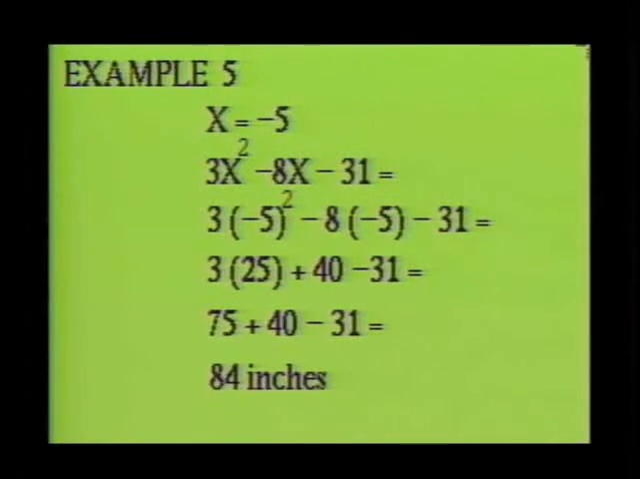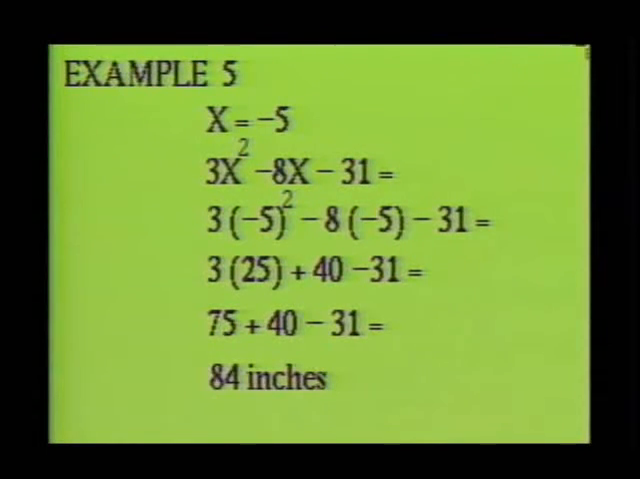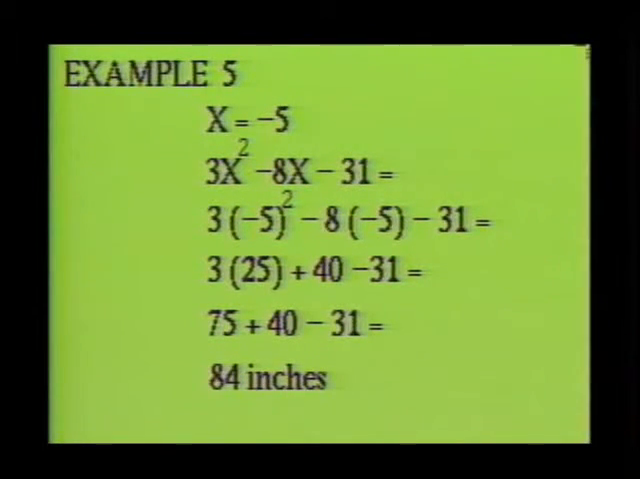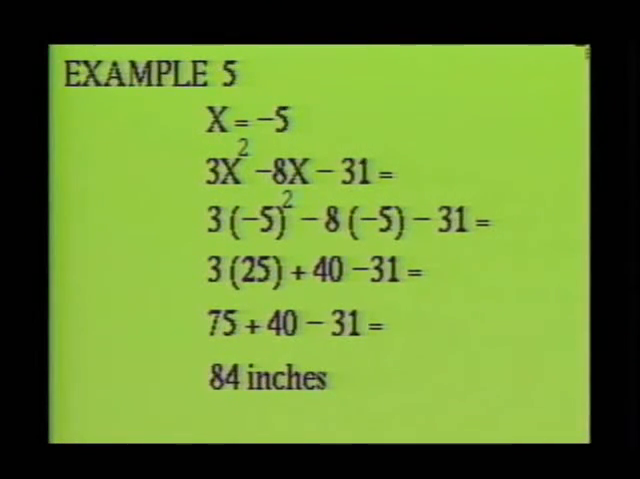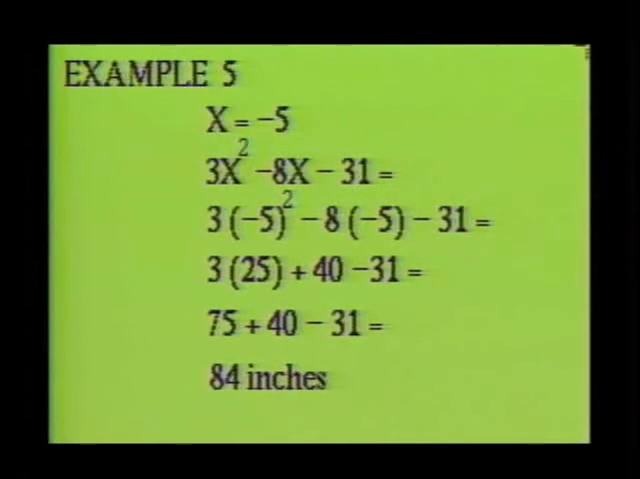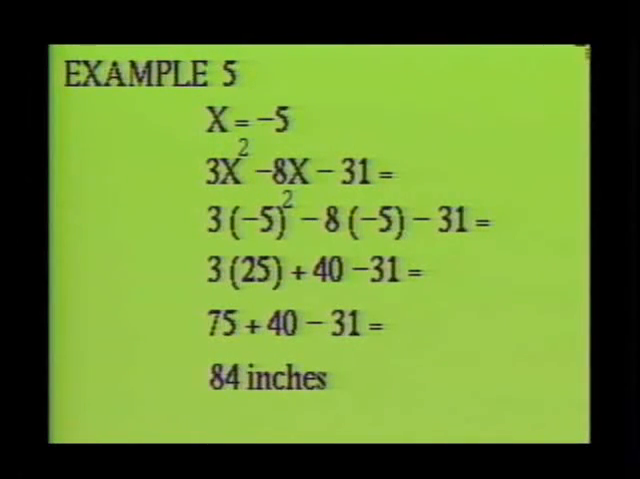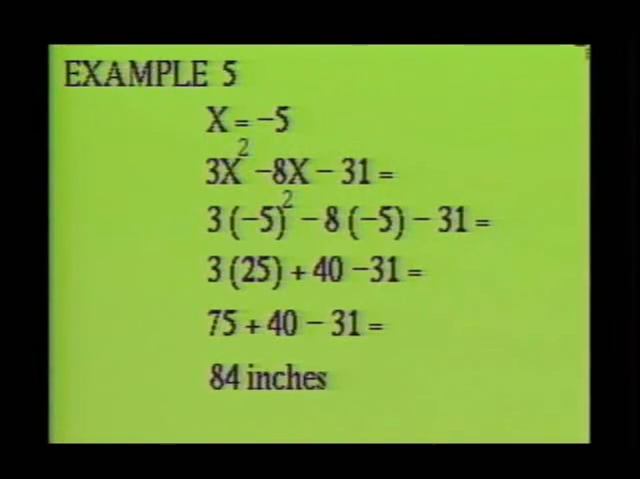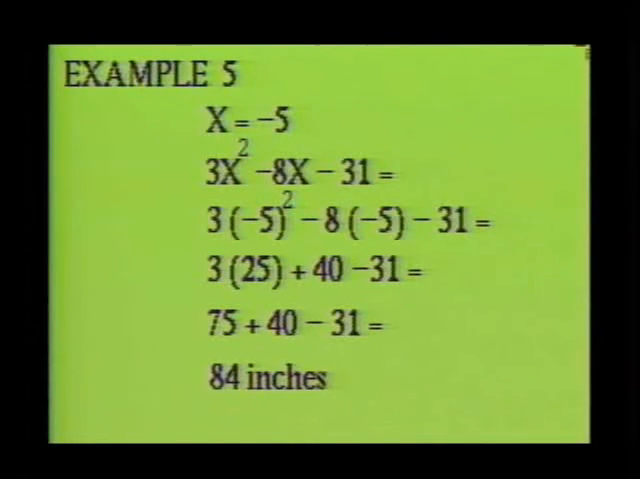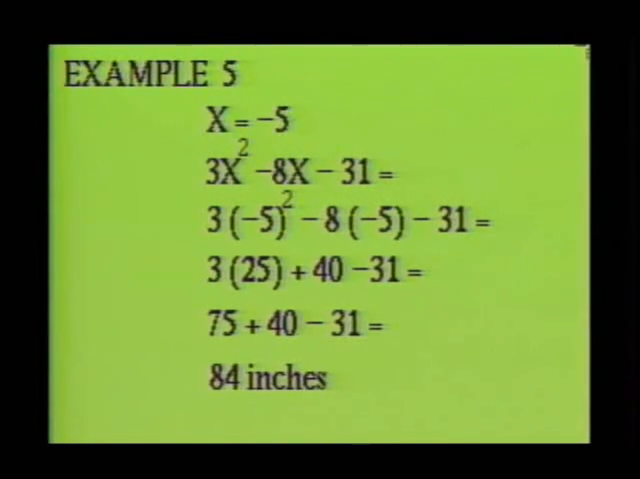Therefore, each value must be substituted in the original expressions in order to determine whether or not it is a viable solution. Substituting -5 into one of the expressions for the length of the line gives 3 times -5 squared minus 8 times -5 minus 31 is equal to 3 times 25 plus 40 minus 31 is equal to 84 inches. This is a reasonable answer.